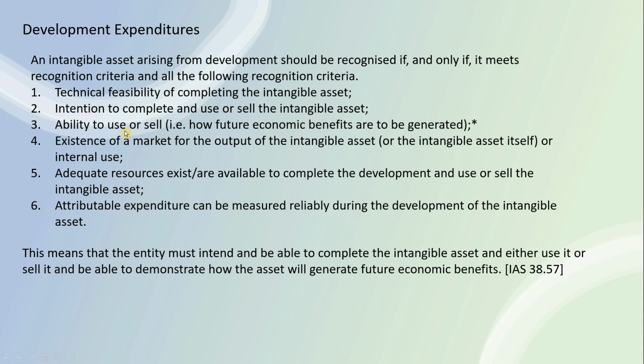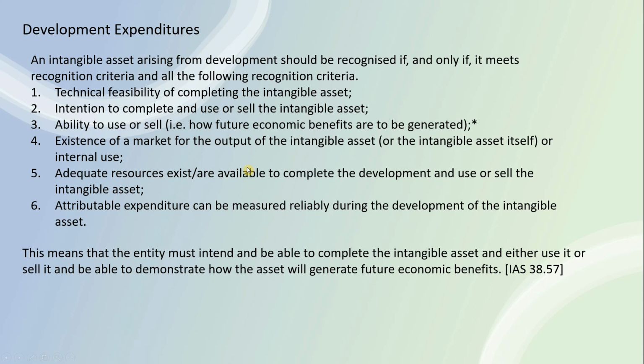So this production has the ability to be used or sold, meaning whether this product has economic benefit to the company or not. Another one, existence of a market for the output of the intangible asset or for internal use. Adequate resources are available to complete the development and use or sale of the intangible asset. Attributable expenditure can be measured reliably during the development of the intangible asset.